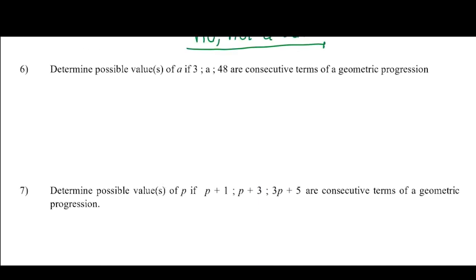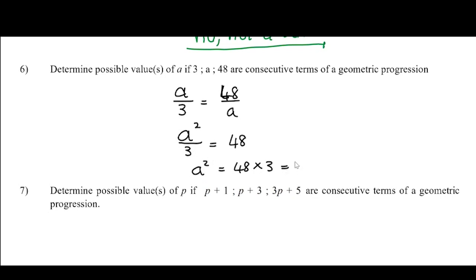Okay, let's look at this. And remember that if we've got consecutive terms in a geometric progression, then this one divided by this one, A divided by 3, must be the same as 48 divided by A. Okay, right, what we're going to do now, we're going to multiply both sides by A. So that leaves us with A squared over 3 equals 48. And lastly, we're going to multiply both sides by 3. So we in fact get A squared equals 48 times 3. Right, now 48 times 3 is 144.